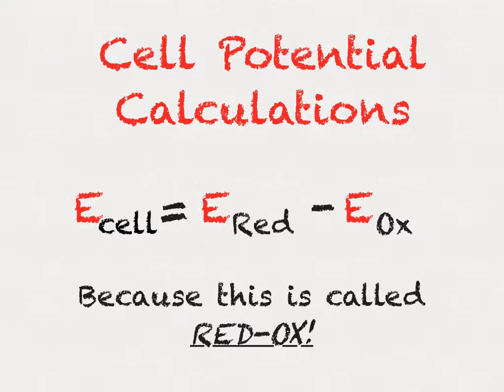For calculating cell potentials, to find the E cell, it is red minus ox because it's called redox. So you are subtracting, taking the reduction minus the oxidation, and that's how you find the cell potential. Because we're working in redox, red minus ox.